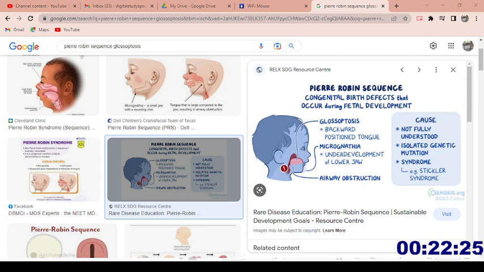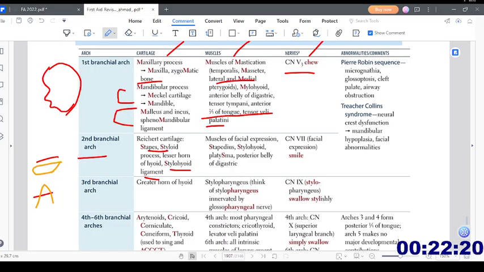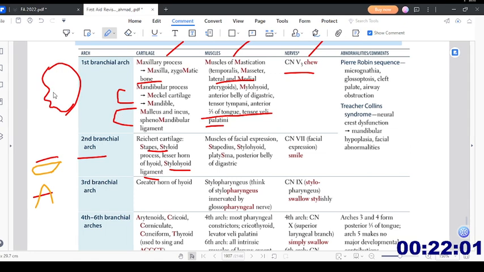Okay. So we were talking about the first two pharyngeal arches, and we discussed that the first pharyngeal arch was giving rise to the mandibular and maxillary structures, and the second was giving rise to the muscles of facial expression. Then the third one is going to give rise to the greater horn of the hyoid bone.